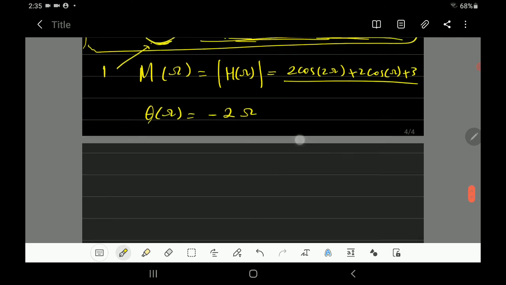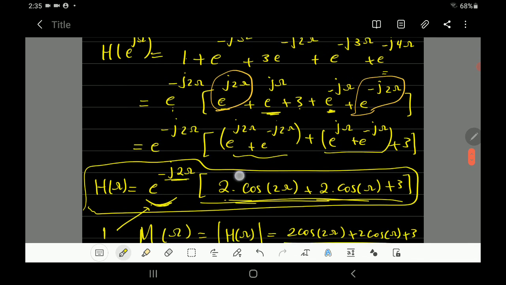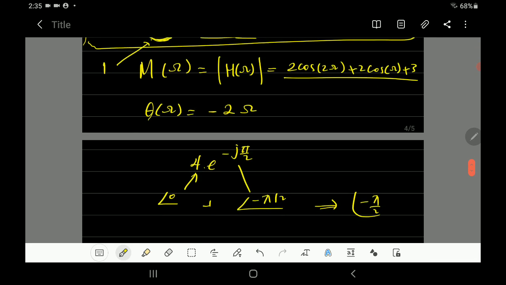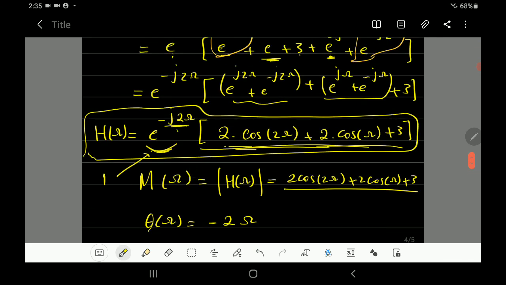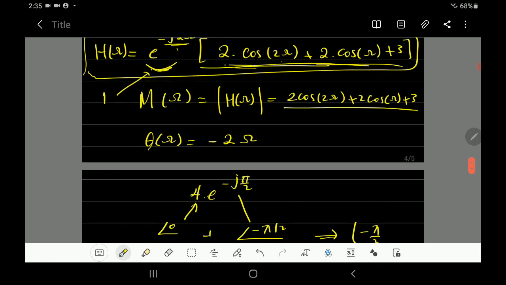I mean, when you write something like 4e to the minus j pi over 2, for example, I ask you, what is the angle of this one? The angle of this one is 0, and the angle of this one is minus pi over 2, and then when you multiply, you add the angles. So in the end, you will get minus pi over 2. So that's what I did exactly. I found the angle here, and the angle here is 0, so I added them to get minus 2 omega. So that will be the magnitude and the angle of the frequency response of a FIR system. All right, thank you.